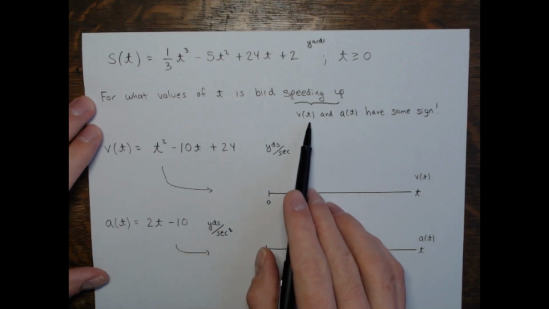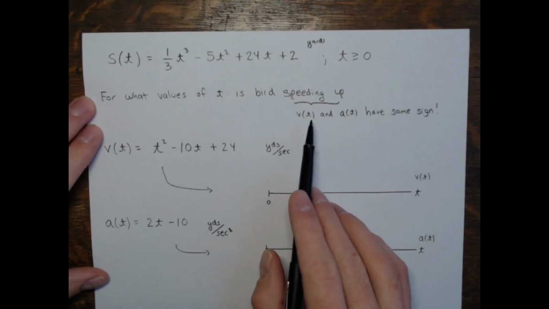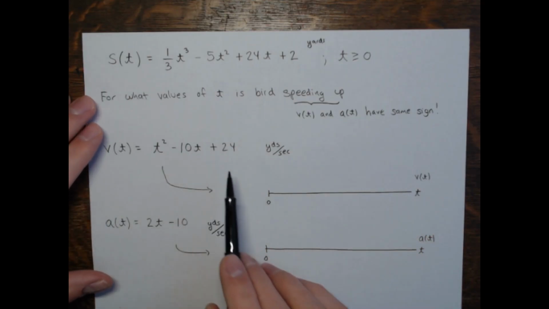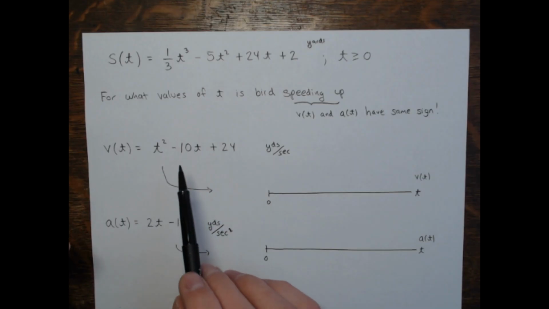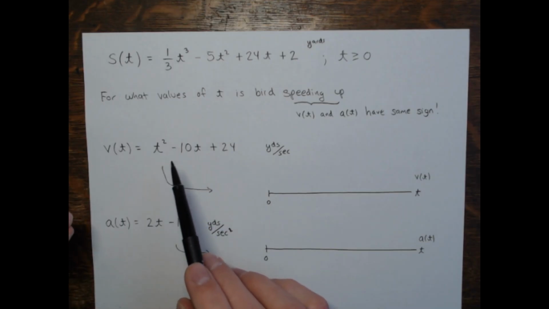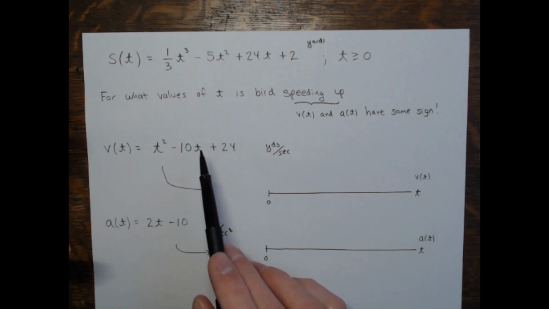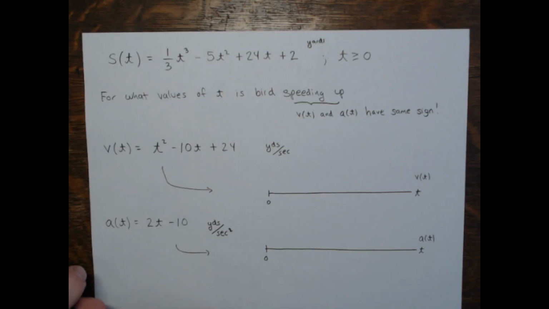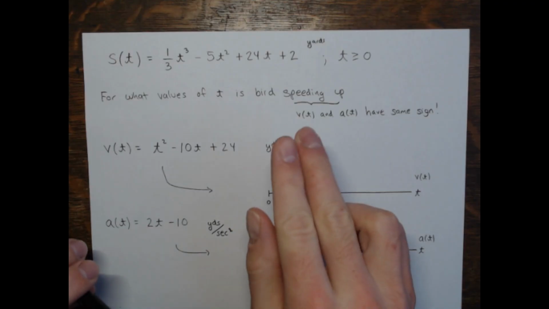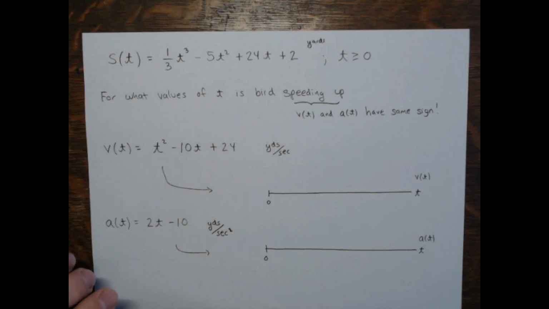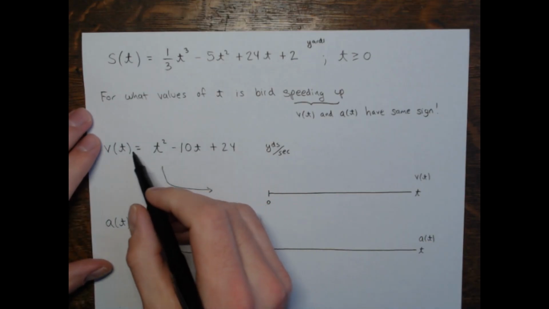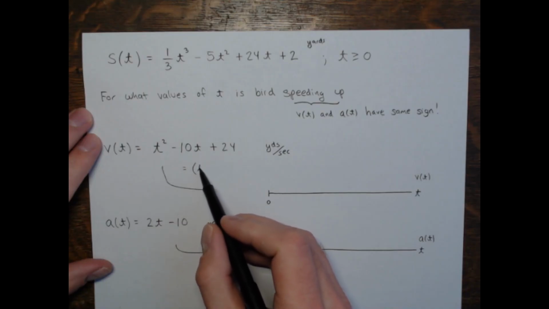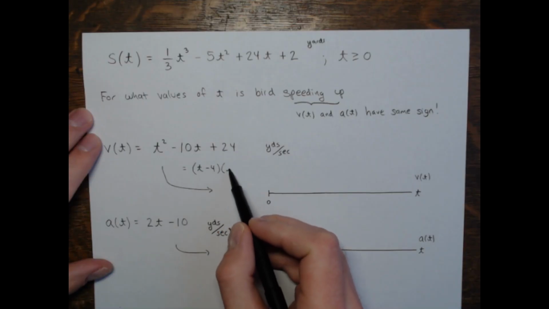So what we want to figure out is where velocity and acceleration are both positive or both negative. So I'd like to indicate on the timeline where the velocity is positive, negative, or 0, or undefined even. Those are your only four options when you evaluate an expression. You're either positive or negative or 0 or undefined. So this velocity function is a nice factorable quadratic. This would factor to t minus 4 times t minus 6.